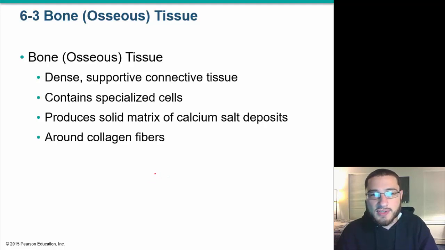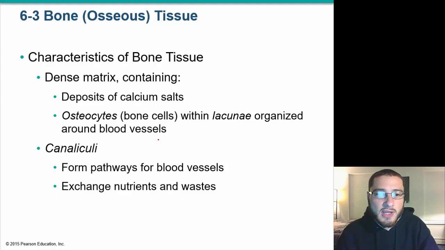So osseous tissue is a dense, supportive tissue. It contains specialized cells and produces a solid matrix of calcium salt deposits. So that's why calcium is so important for your bones. It's really the matrix that makes up the bones around these collagen fibers. Once again, we saw collagen fiber in the integumentary system, and now we're seeing it in the osseous tissue. And it's a dense matrix of these calcium salts.